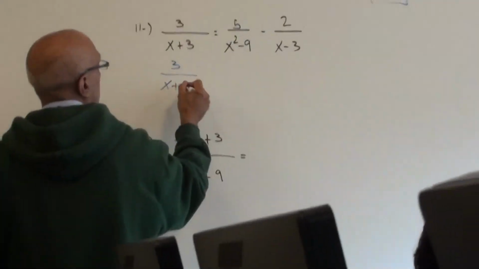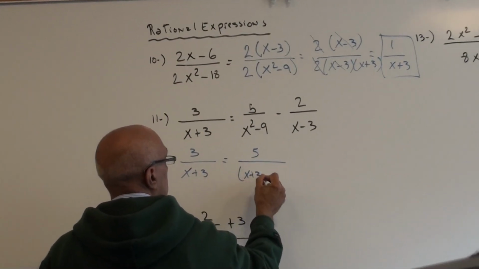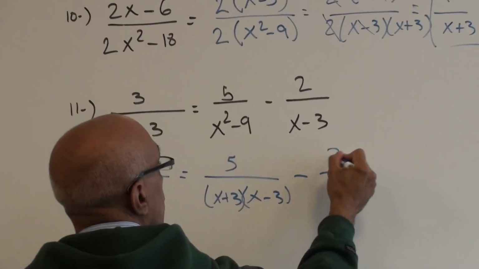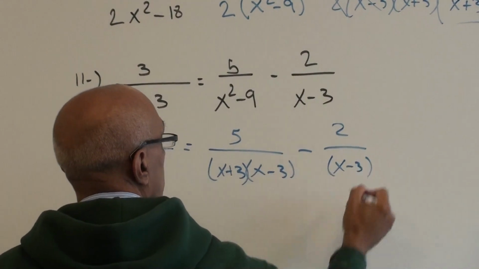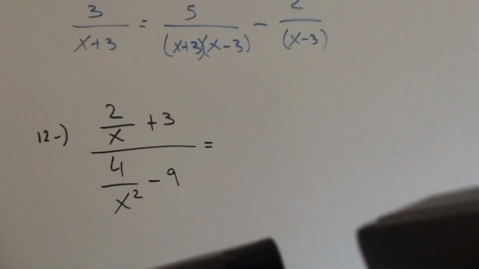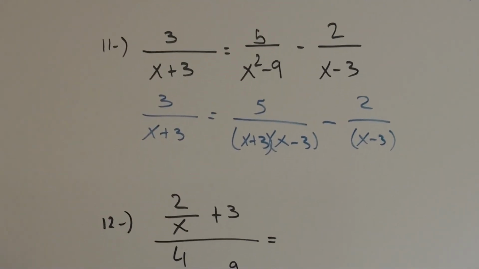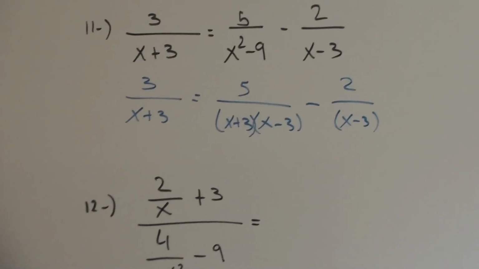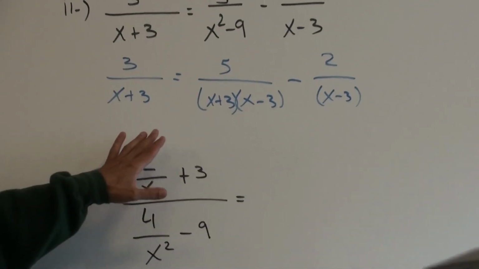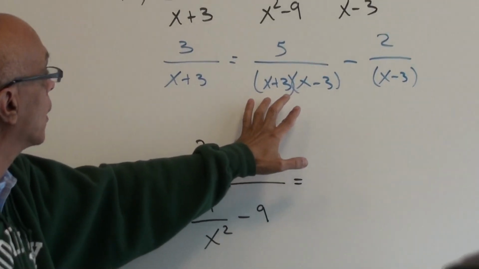3 over x plus 3 equals 5 over x squared minus 9 minus 2 over x minus 3. So now, what else? What should we do? This looks like a fraction, right? What do we do when we do operations with fractions? Find a common denominator. What would be a common denominator here? x minus 3.